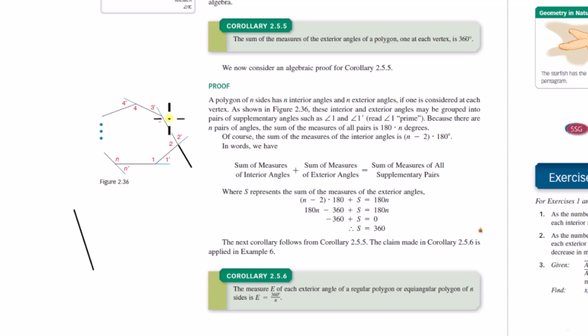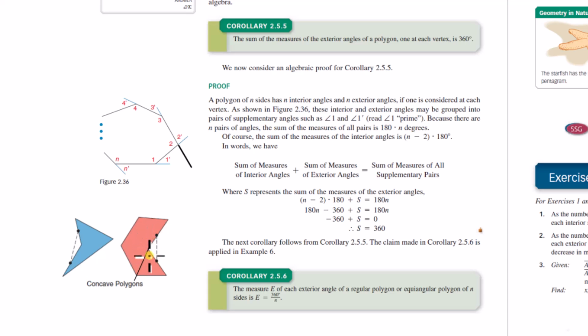And actually, let's take a look at a concave polygon. So let's see. I mean, these wouldn't be exterior angles. I guess it's kind of confusing. But yeah, same idea. These two angles are vertical angles.